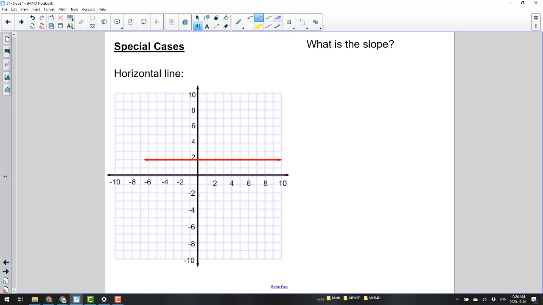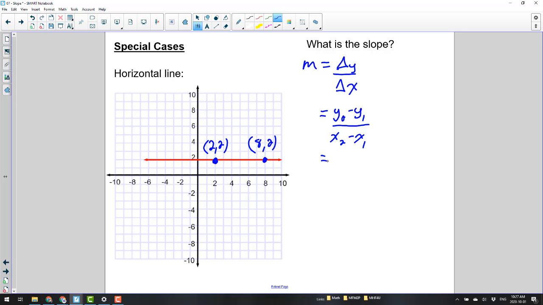Now, we learned how to do slope the other day. We know our slope formula is delta y over delta x. So I can choose any 2 points on the line. It doesn't matter which two. I'm going to choose this point here, which is the point (2, 2). And I'll choose this point right here, which is the point (8, 2). So remember what we do for slope. It's y2 minus y1 over x2 minus x1.